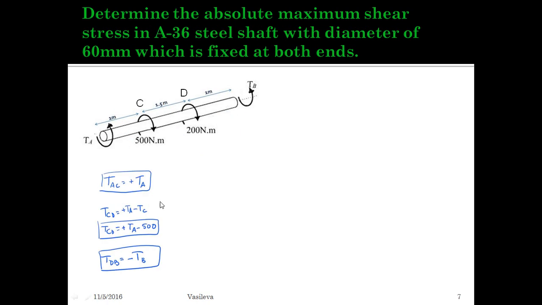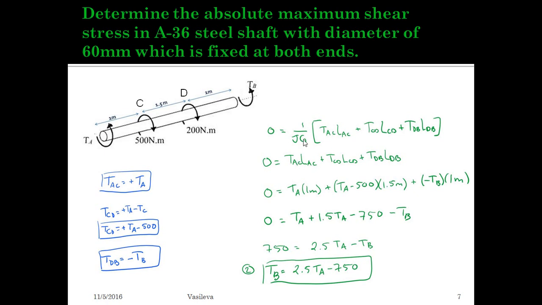From there, here are the things that we just found. We determined our equation for angle of twist. If I use this equation, I can multiply JG over to this side, and because it's 0, JG doesn't matter. So we're left with this equation. I plug in all of my lengths and all of my T's. TAC is TA at 1 meter, TCD is TA minus 500 at 1.5 meters, and TDB is negative TB at 1 meter. Then I distribute everything out, and I end up with a final equation of TB in terms of TA.